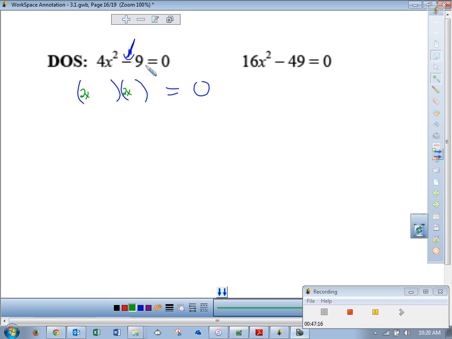Square root of 9 is 3. It goes at the end of each quantity. And what you need is just to alternate the signs. It doesn't matter which one's which. One of them is a plus, and one of them is a minus, baby.